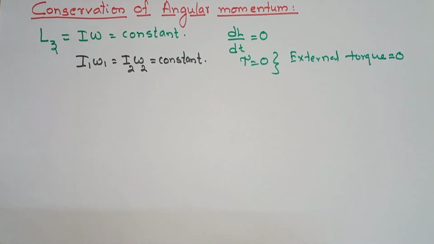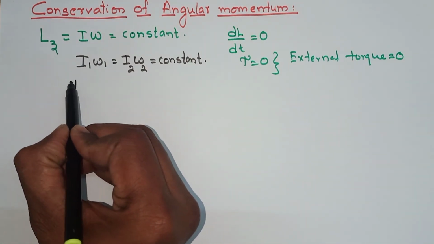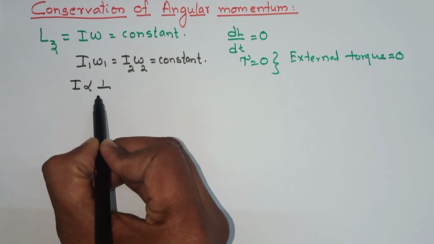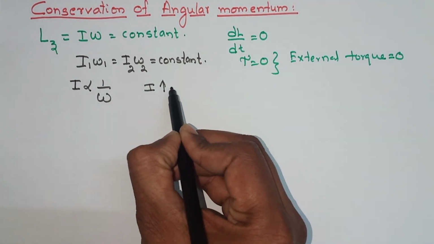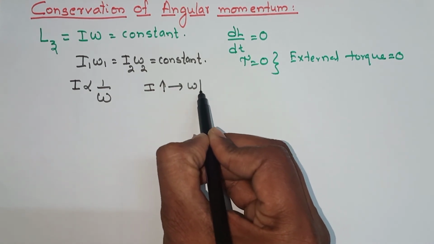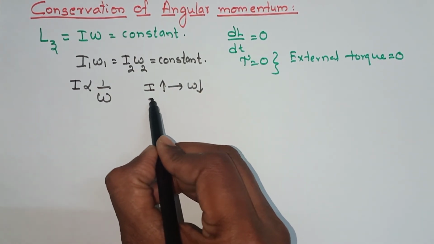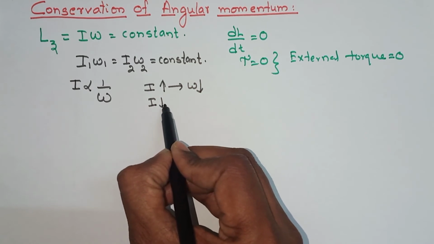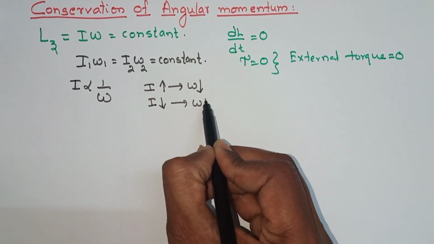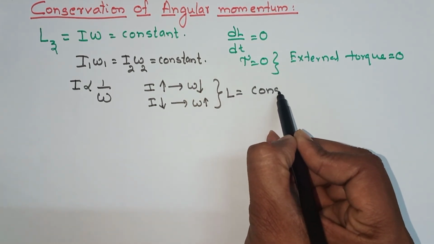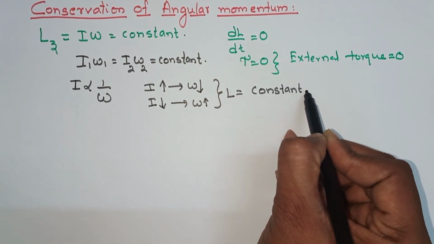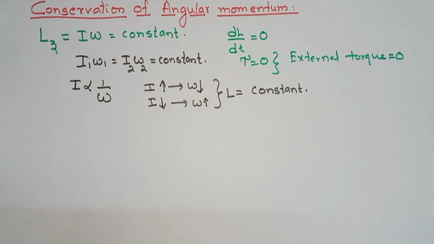Right? Now how do you explain this one? So I is inversely proportional to omega. When I is increasing, omega tries to decrease. When I can be decreased, omega can be increased, keeping L is equal to constant here.